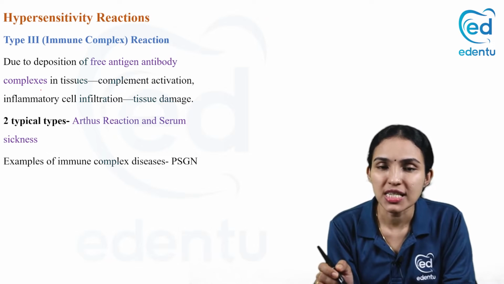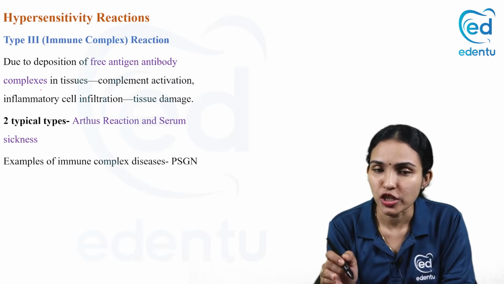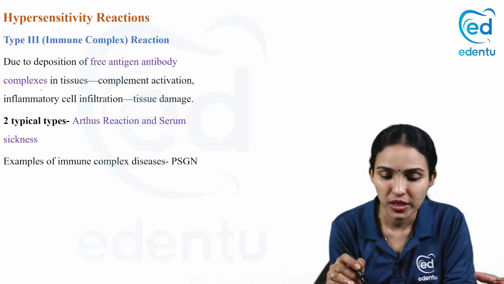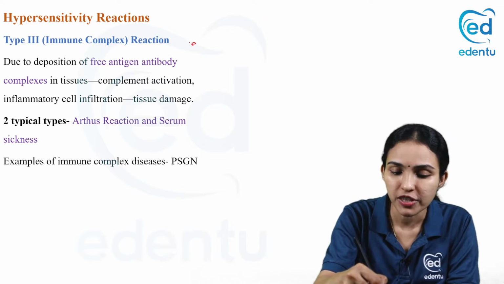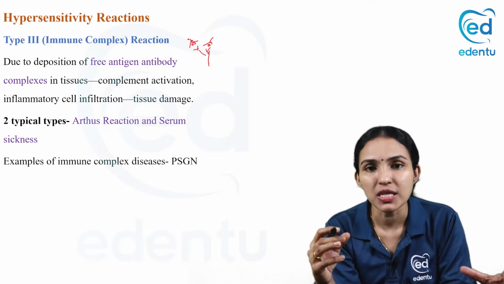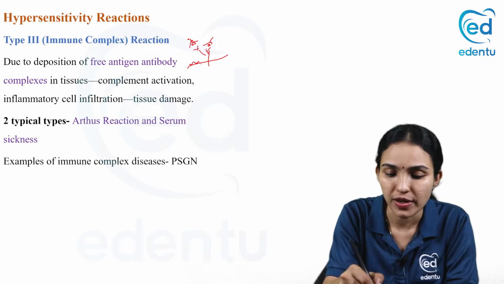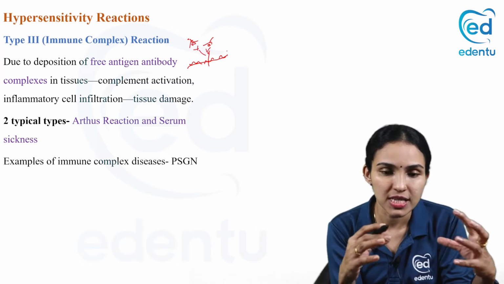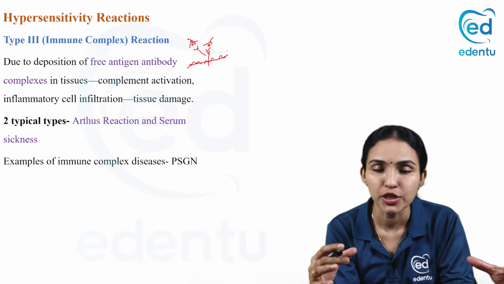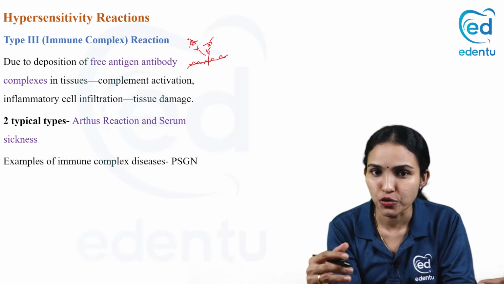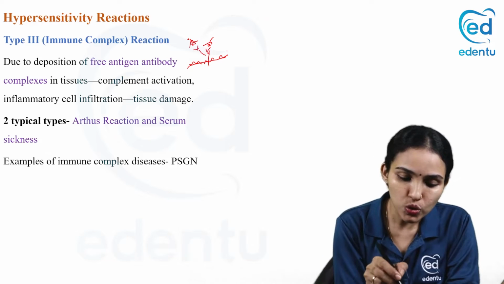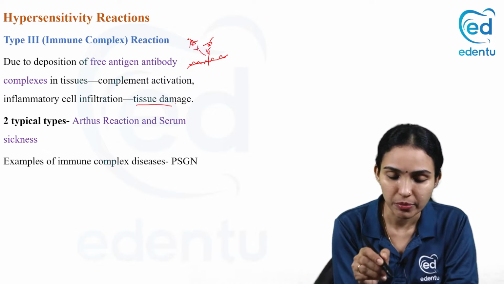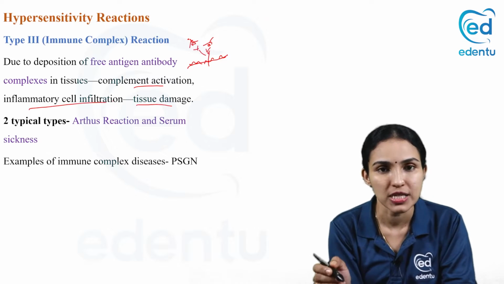Coming to type 3, which is called immune complex reaction, it is due to deposition of free antigen antibody complexes. Here it is not on the cell surface, but you have a free antigen to which antibody is produced, and these antigen antibody complexes are present in the blood. These complexes will get deposited in organs like the vascular endothelium and the glomerular membrane, and will elicit an inflammatory reaction. Immune complex deposition in the tissues leads to complement activation and attraction of neutrophils, which cause inflammation. So this also finally leads to tissue damage, because of the complement activation and inflammatory cell infiltration.